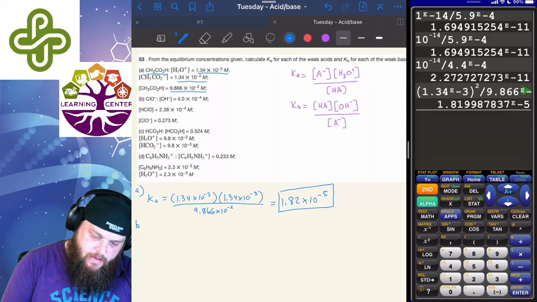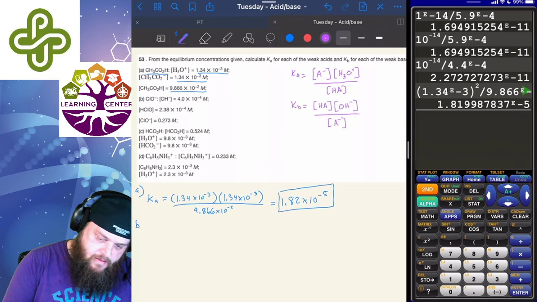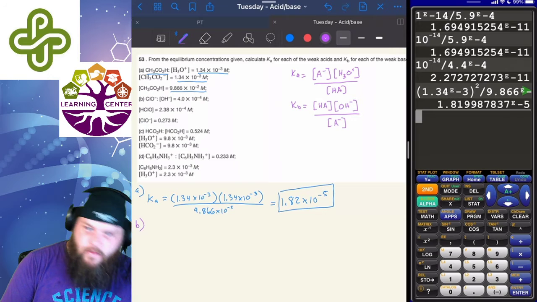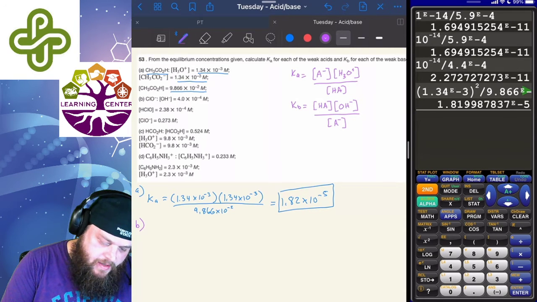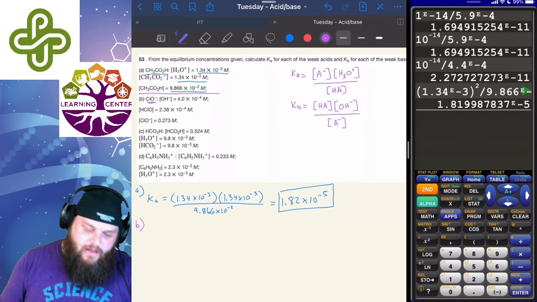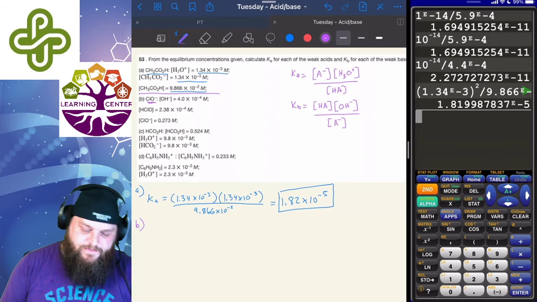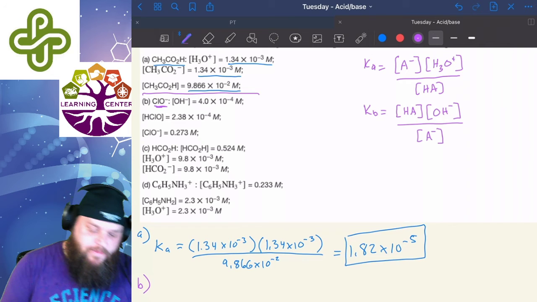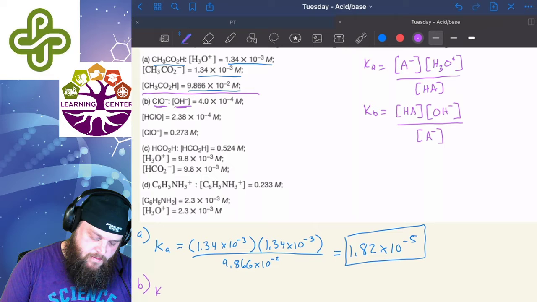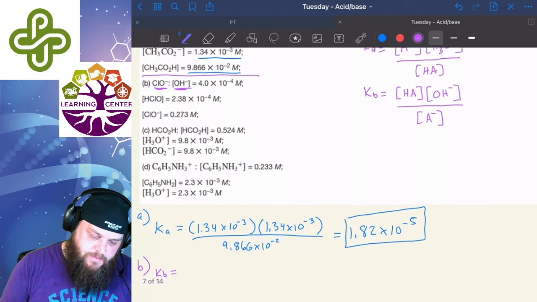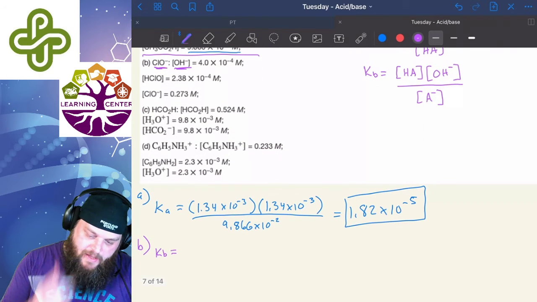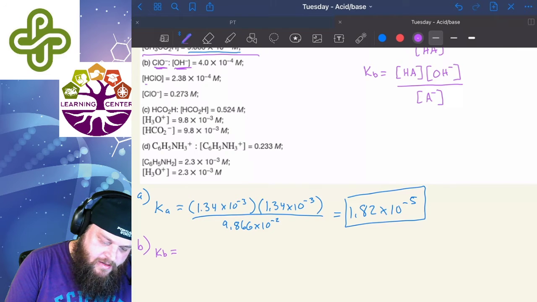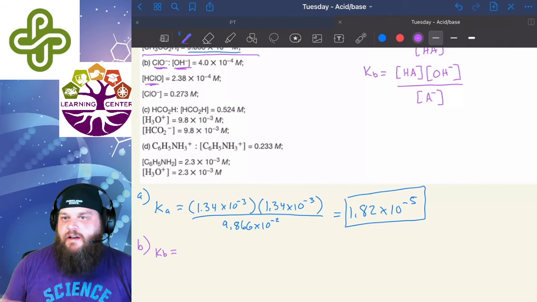For part B, I'll switch colors and I can alternate. For part B now, I'll draw a line there. We're starting off with this ClO minus. So that's going to be a base. The ClO minus is a base. And you can notice we have that concentration of hydroxide there. So we're going to have a Kb value. And that Kb value is going to be equal to the concentration of our acid, which is the conjugate acid of that base.